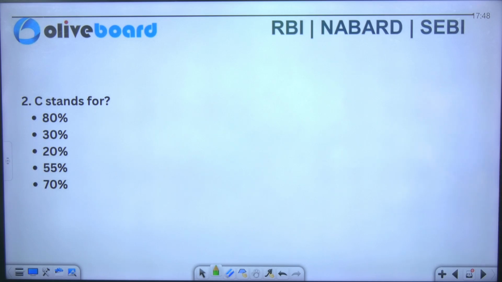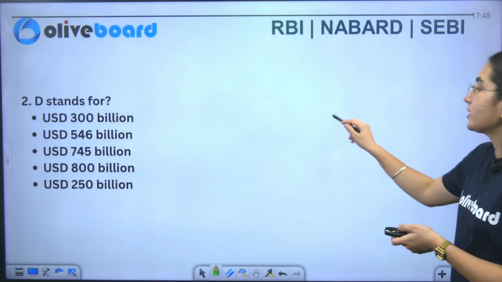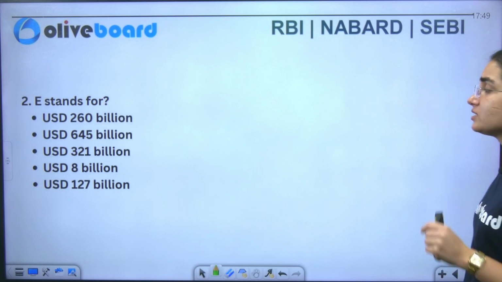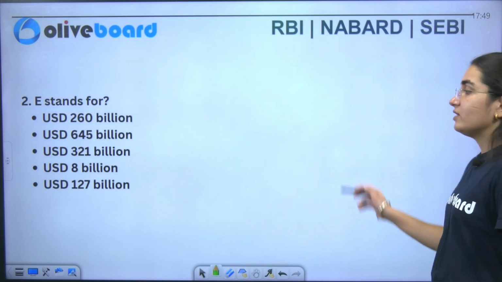And you have the next question. D stands for what? Is it USD $300 billion, USD $546 billion, $745 billion, $800 billion, या फिर $250 billion? So you people have to tell me what is the exact answer here. ठीक है? And last we have is E. Last we have is what E stands for. Is it $260 billion, $645 billion, $321 billion, $8 million, $8 billion, या फिर $127 billion?